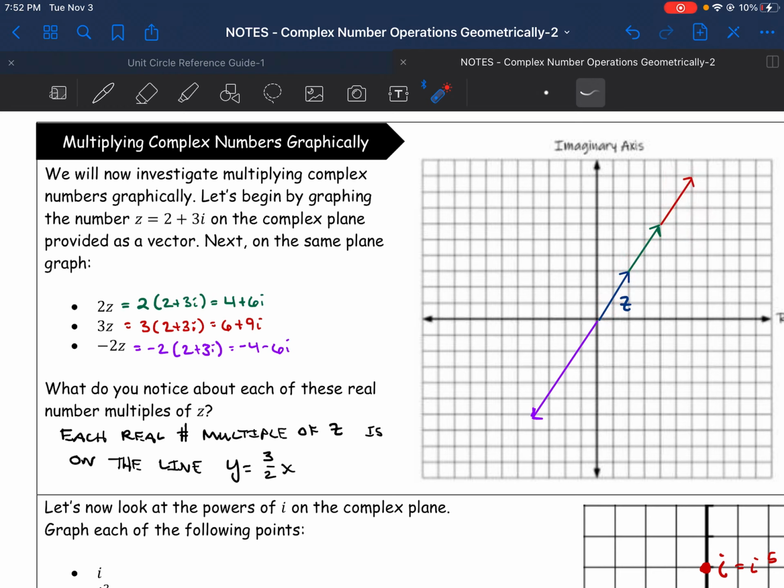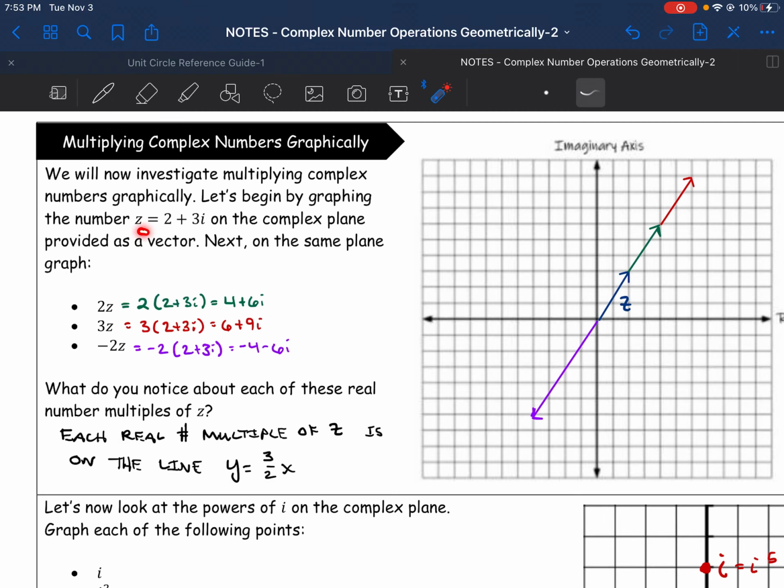And then let's also graph the complex number negative 2 times z. So negative 2 times 2 plus 3i. Again, let's distribute the negative 2. We get negative 4 minus 6i. So negative 4 on the real part, negative 6 the imaginary part, and that's down here.